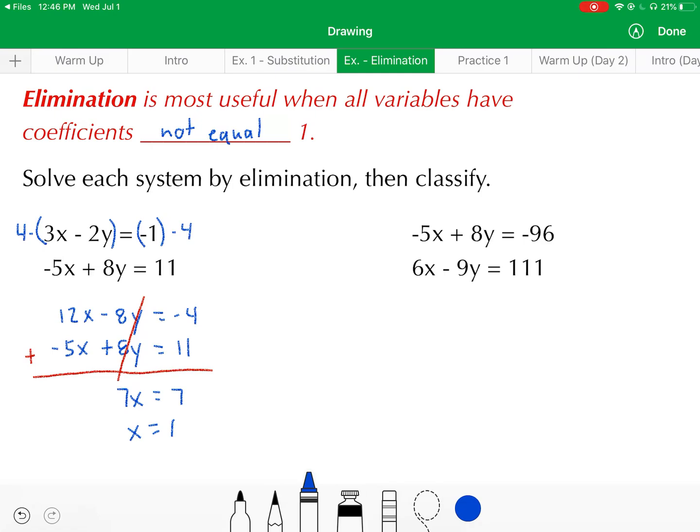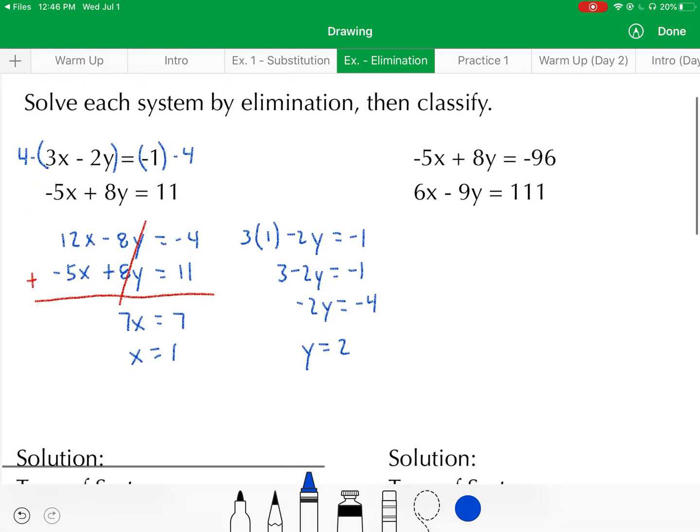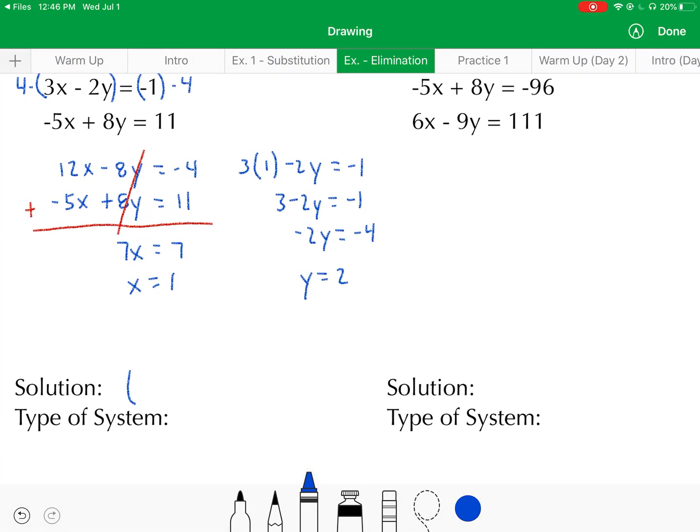So I'm going to plug 1 in for x in the original top equation of the system. Solve for y. All right, so you can see my solution will be the point (1, 2), which means this is another consistent and independent system.